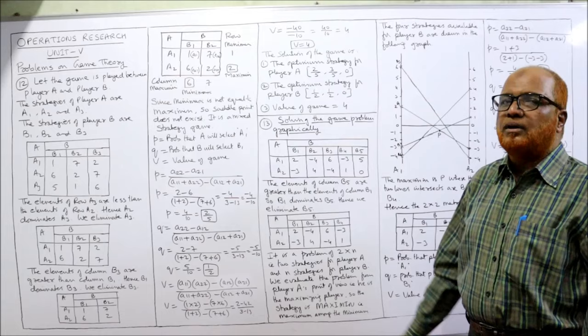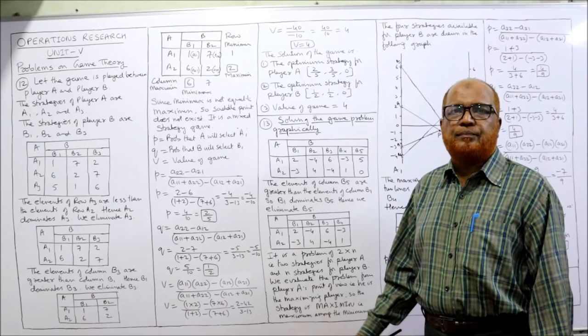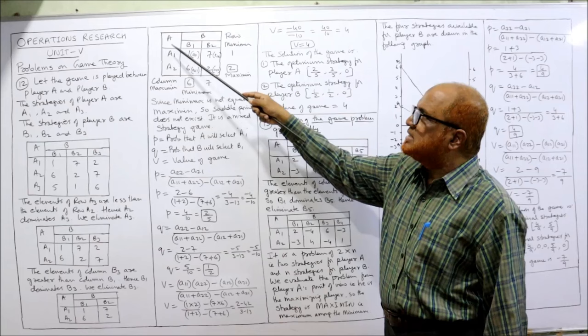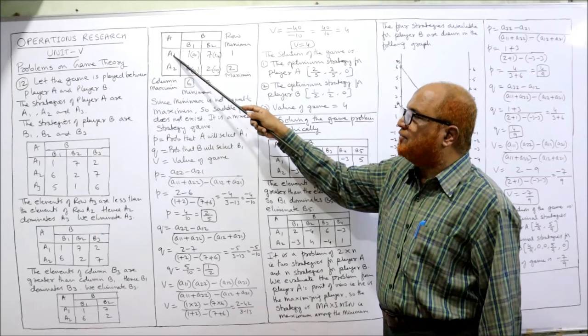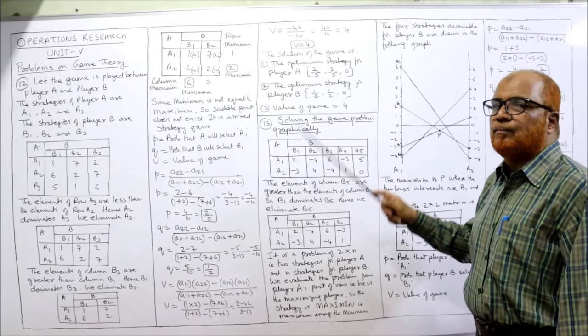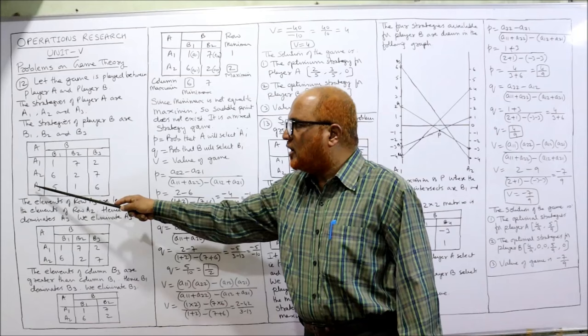So we ultimately got the final solution. The solution of the game: the optimum strategy for player A is, what is the value of P here? 2 by 5 is the probability that player A will select A1. When the probability of A selecting A1 is 2 by 5, then what is the probability A will select A2? 1 minus 2 by 5, 3 by 5. So 2 by 5, comma 3 by 5, comma 0. Why am I taking 0? Because originally 3 strategies are there, A1, A2, A3. But A3 was eliminated. Player A will never adopt A3. The probability will be 0.